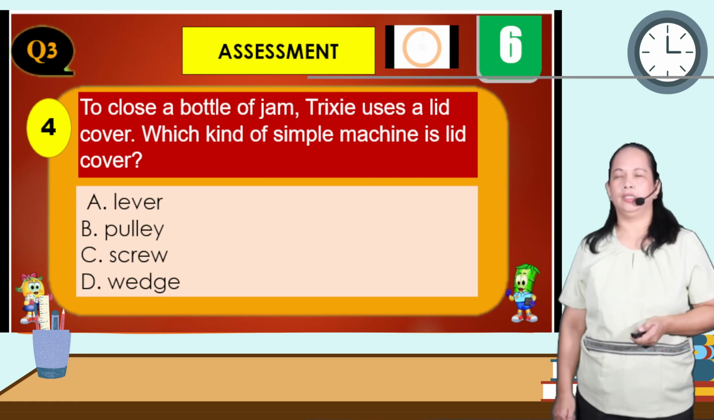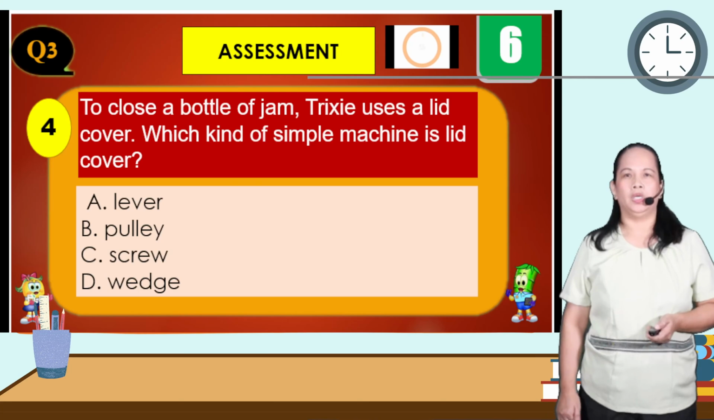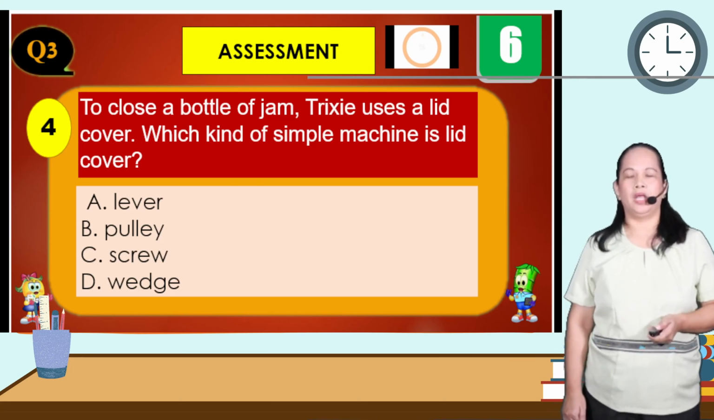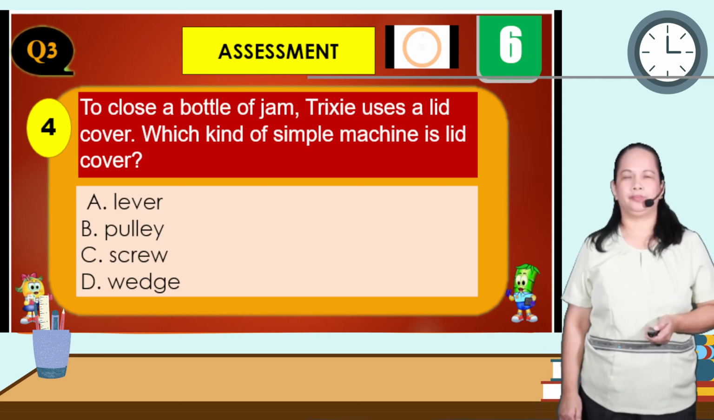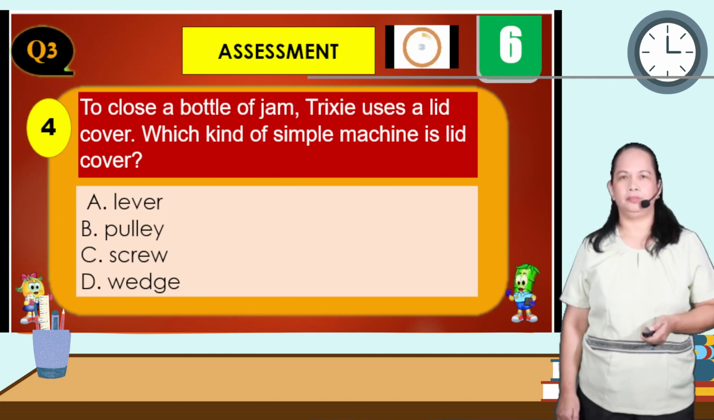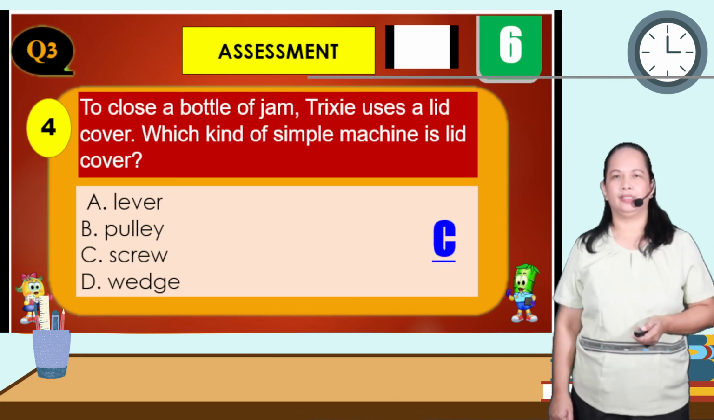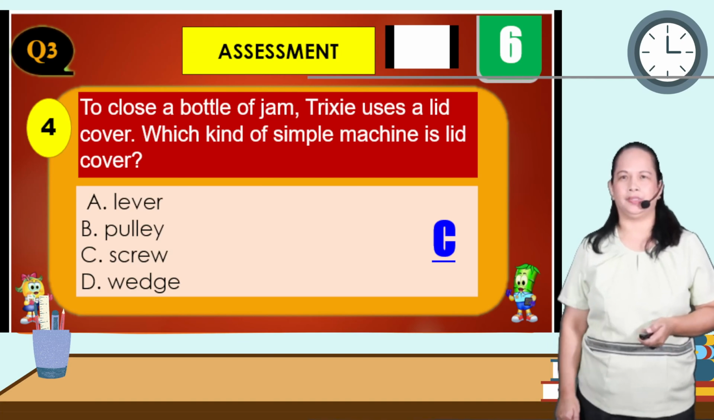Next question. To close a bottle of jam, Trixie uses a lid cover. Which kind of simple machine is lid cover? A, lever, B, pulley, C, screw, D, wedge. Timer starts now. Okay, what is the correct answer, grade 6 learners? It's letter C. Very good, grade 6. I know you've got the correct answer.